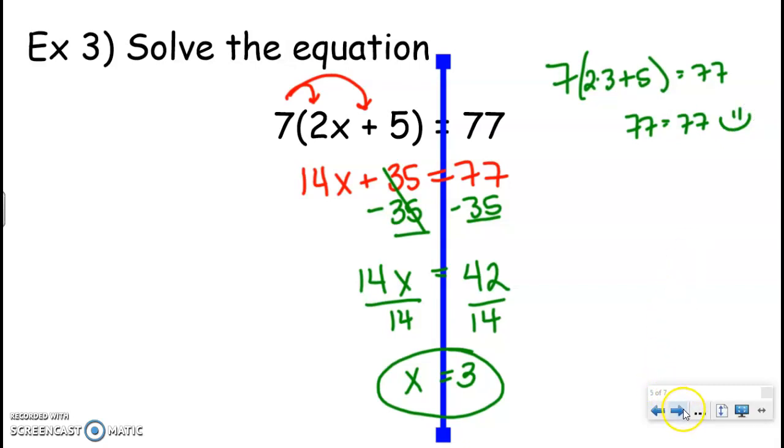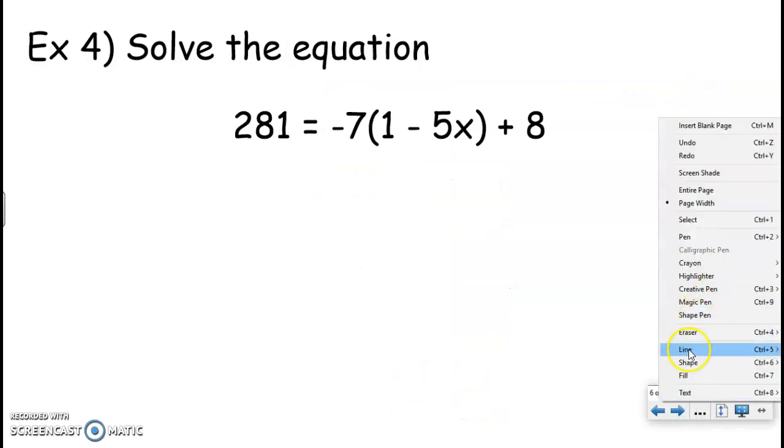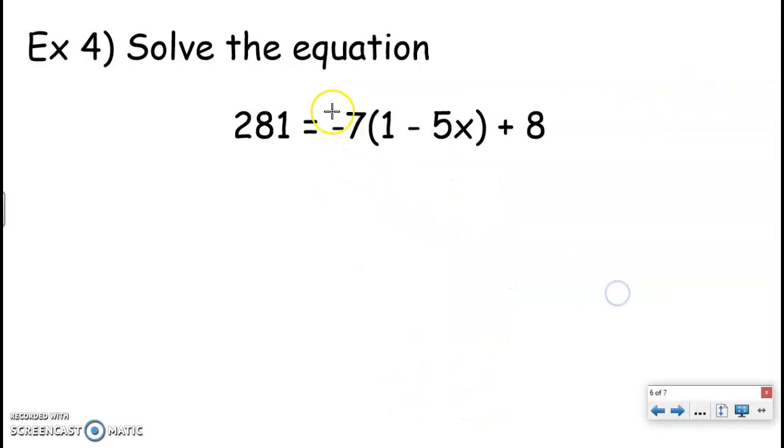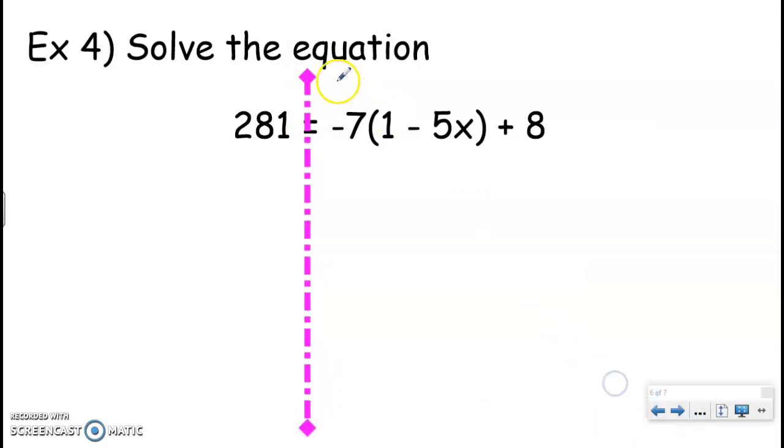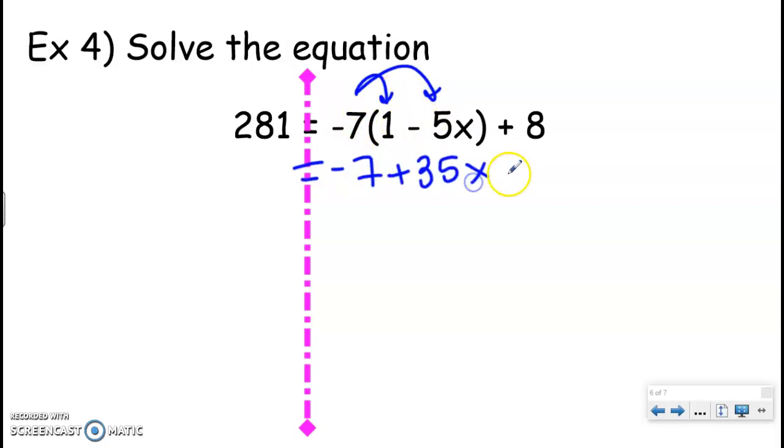Okay. Example 4. Same thing. I'm going to put my line through the equal sign. First step is to distribute through my parentheses. So I'm going to go ahead and do that. I'm going to multiply by negative 7. Watch your signs. So negative 7 times 1 is negative 7. Negative 7 times negative 5 is positive 35x. And I'm not going to multiply by the 8 because the 8 is not inside my parentheses. So I need to leave that where it's at.